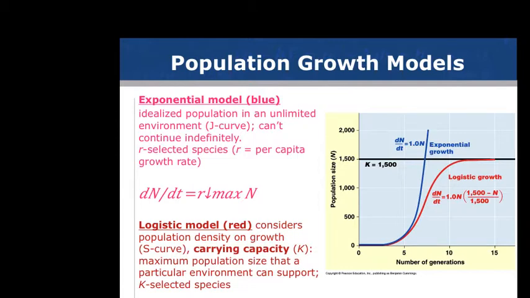But we have this exponential model here in blue, and this is showing what it would look like in an idealized population. We normally refer to this blue as a J-curve. Then you have the logistic model, which is in red, and it considers population density on growth and carrying capacity, which is the maximum population size that an environment can support. You generally see this with K-selected species, whereas you see the J-curve with r-selected species. These two formulas are also on your formula sheet, so you are going to need to be familiar with the variables, what they represent, and how you can calculate those on the AP exam.